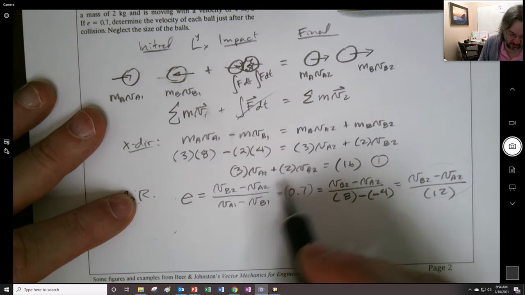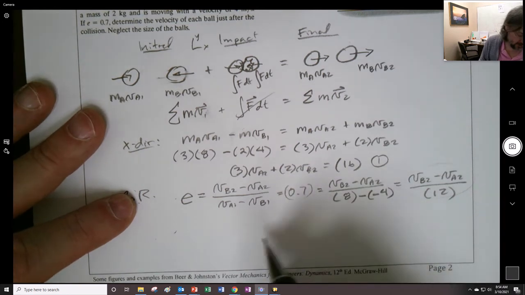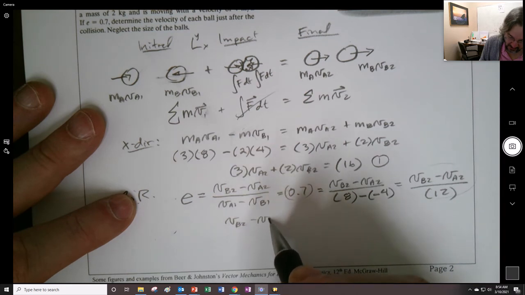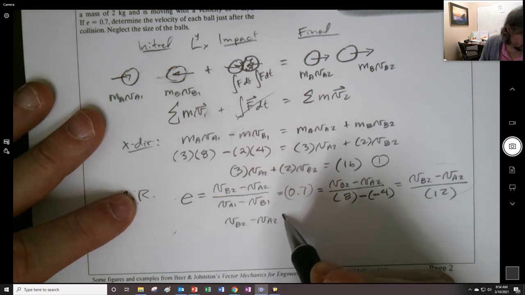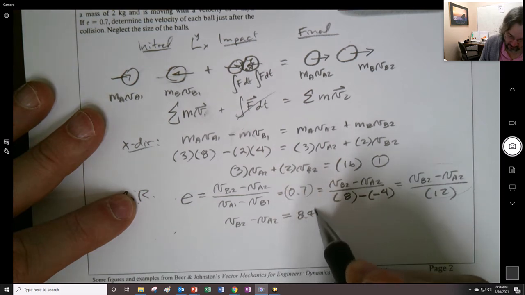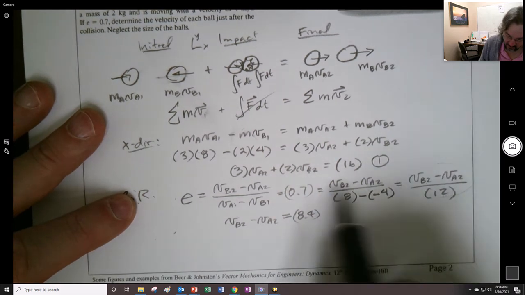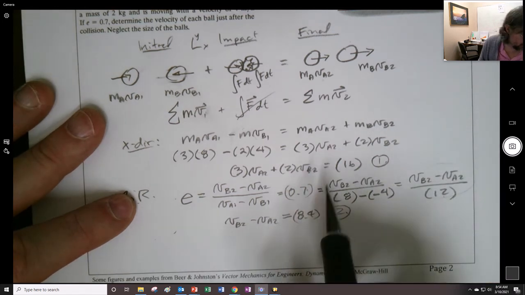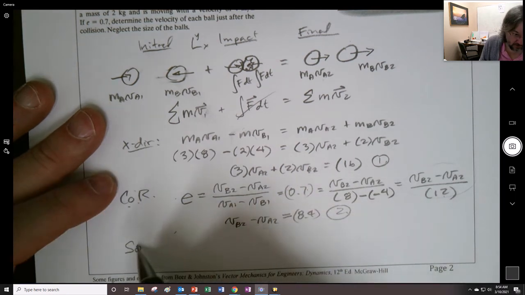So that's equation 2, and I decided to write it out again. vB2 minus vA2 is going to be equal to 8.4, right? Because we multiplied 0.7 by 12. So that's equation 2. Two equations, we can plug them into each other. So we write this down: we solve 1 and 2, right?